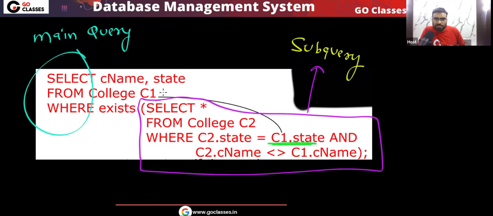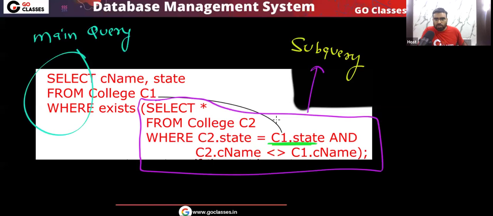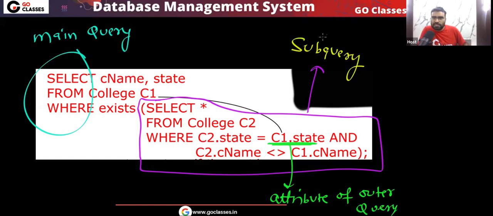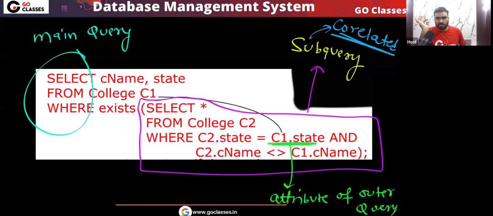You can see c1 dot state. We are using, look at this black arrow, this c1 dot state. So this is the attribute of the outer query. So this is correlated. Is this clear? So this subquery is correlated. I hope this point is clear. What is a simple subquery? What is a correlated subquery? Is this point clear?